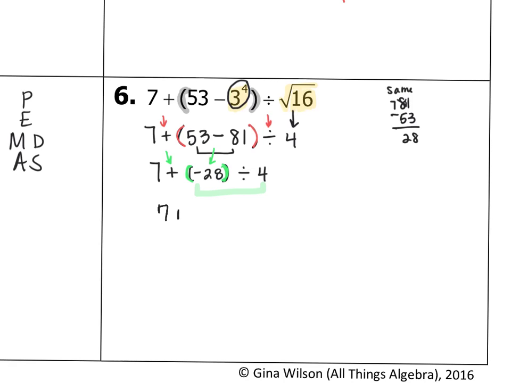7 plus negative 28 divided by 4, which is negative 7. And 7 plus negative 7 is the same as 7 minus 7, double sign. And that is equal to 0.